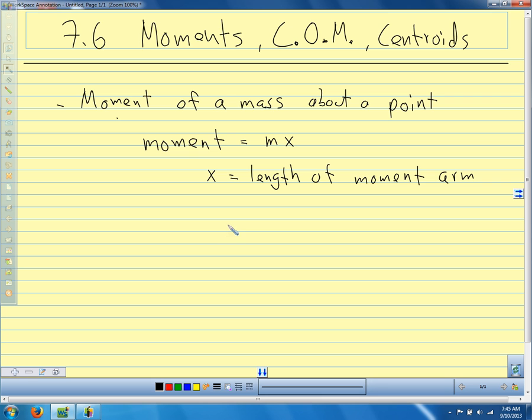So if we draw a quick sketch, here's our x-axis, here's our mass sitting out here. This distance is x. So the moment is just the mass times x, and we call x the moment arm. So that would be the moment of the mass about the origin. So for a one-dimensional system, if we have a bunch of masses distributed along our number line, the moment about the origin is just the sum of the individual moments.